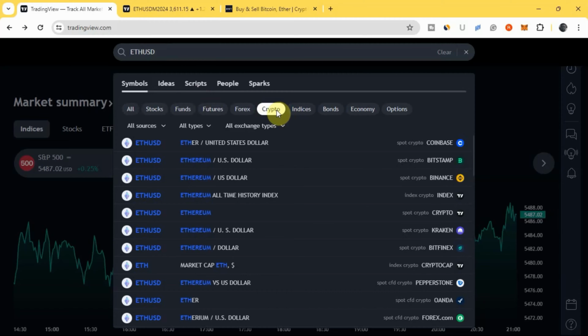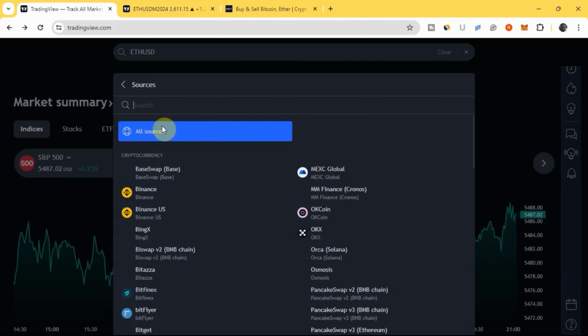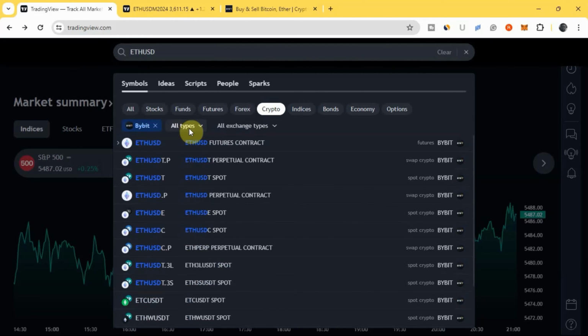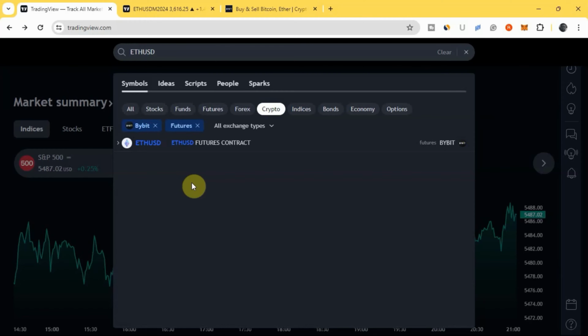So you select crypto right there, and then you can see where you have all sources right here. It means which platform do you want to use to trade. So you come right here and search for the platform you want to use to trade. So for me, I want to use Bybit. So I'll just enter Bybit right here. And you can see this is Bybit, so I'll click on it. And then you can see where you have all types right here. So what kind of contract or what kind of trade you want to do. So I'll just pick futures right here. So this strategy is for futures trading, in case you don't know.